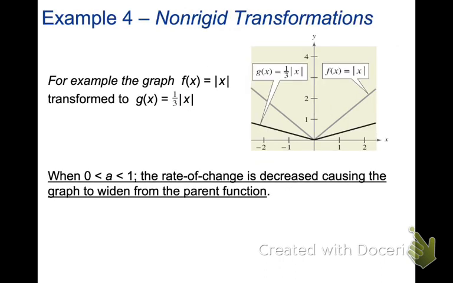So guess what? If A is between 0 and 1, because we don't talk about whether it's negative or positive, the rate of change decreases, so it is wider than the parent function. So I have the gray is the absolute value of X, and the black is 1/3. Is it wider? There you go.